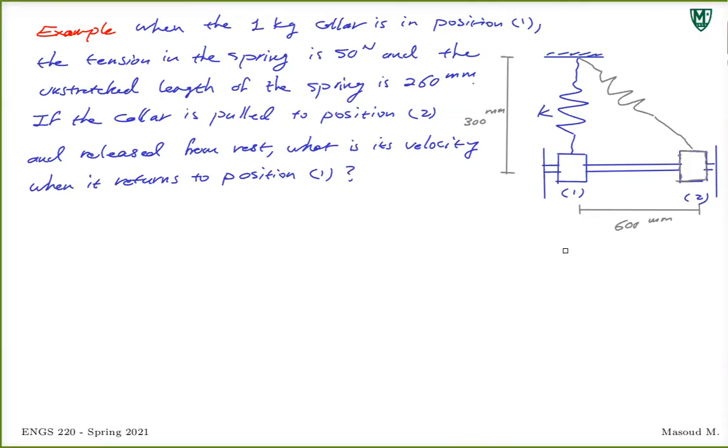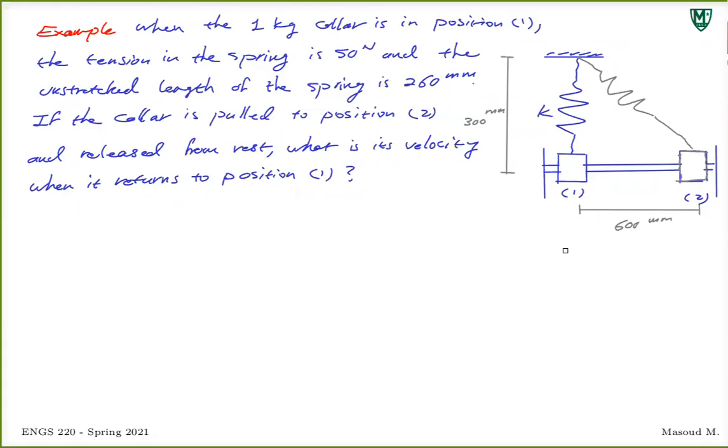Then we pull this collar all the way to the right to position 2, and then let it go. We release that collar. What we're asked to do is find the velocity of this collar, or moving mass, when it returns to position 1. So if I pull it this way and let it go, the spring is under stretch. The length is 260 millimeters at position 1, and that length is definitely more than 260 here.